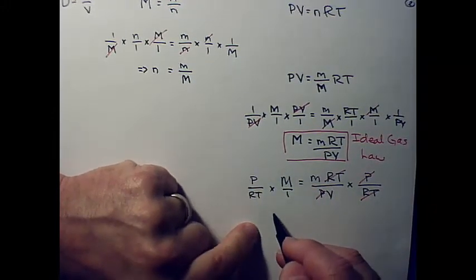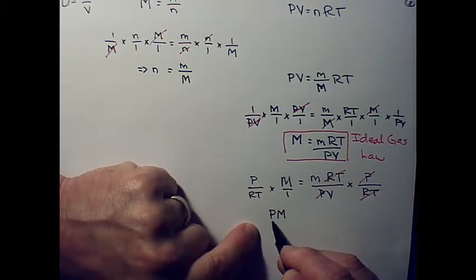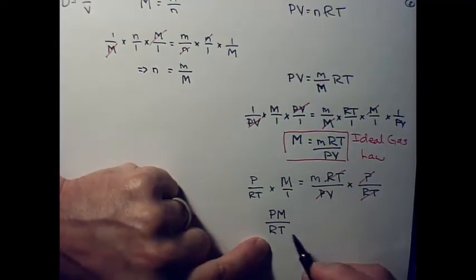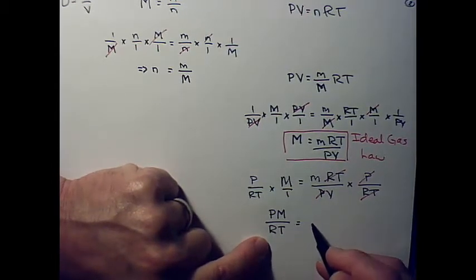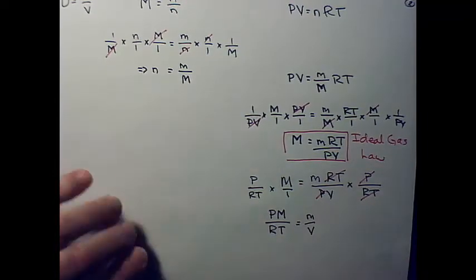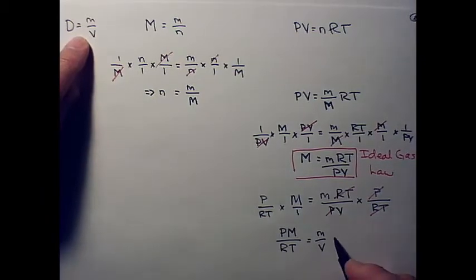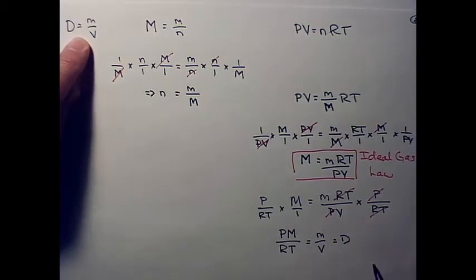Okay? So now P, pressure times the molar mass over the ideal gas constant times the absolute temperature is equal to mass over volume, and as we stated earlier, that is density. Okay? Huh? No, MP is the same as PM. Okay? I mean, for gas laws anyway.